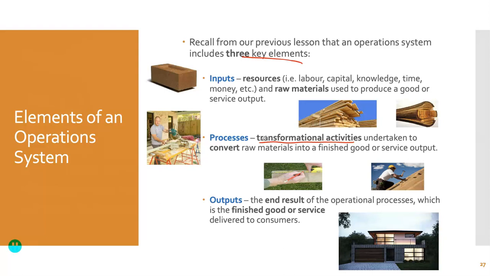So simplistically, and you can see in this example, we are making a house. Inputs include labor and then all the raw materials like wood, steel, bricks. But then there are all these transformational activities, the actual building of the house, to create the end output.